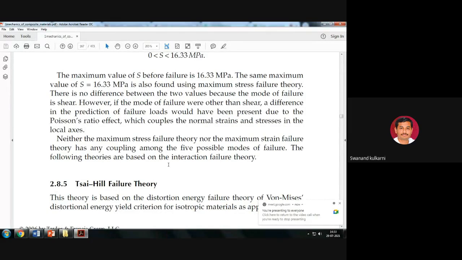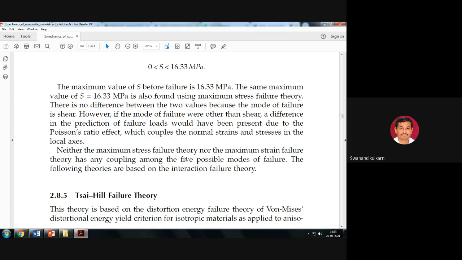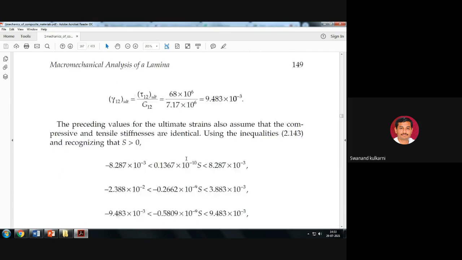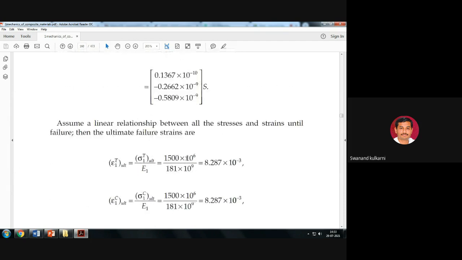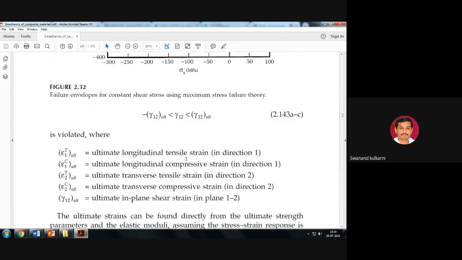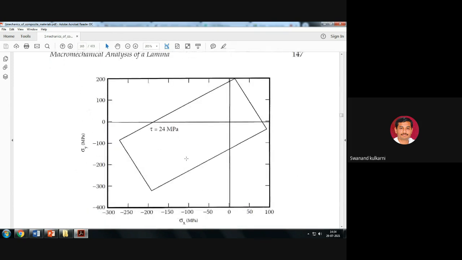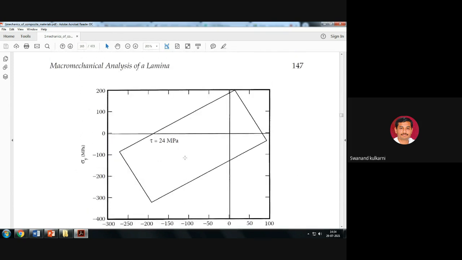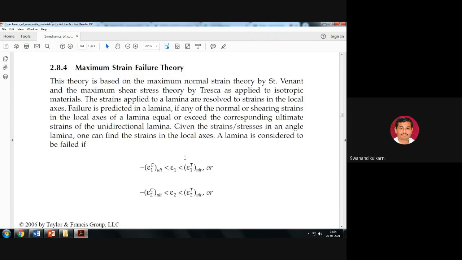During last lecture, we started with various failure theories. As far as these different failure theories are concerned, up till now we have seen the maximum stress theory and maximum strain theory. So these two theories of failure are based on stresses and strains. Whenever we saw the maximum strain theory, we also saw this failure envelope. So during last lecture, we have seen the concept of failure envelope.